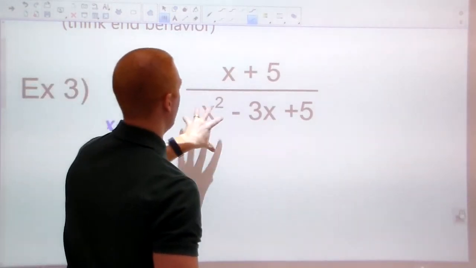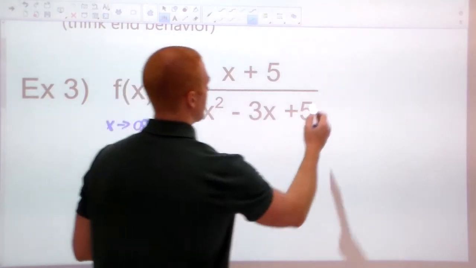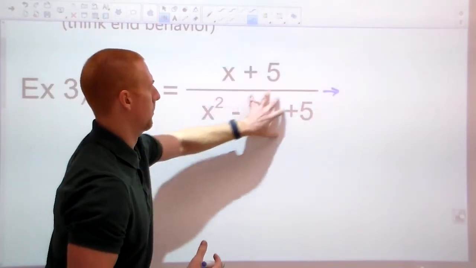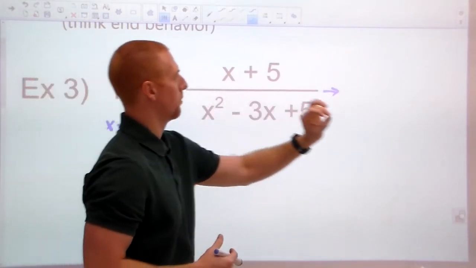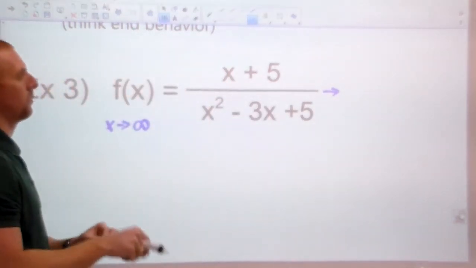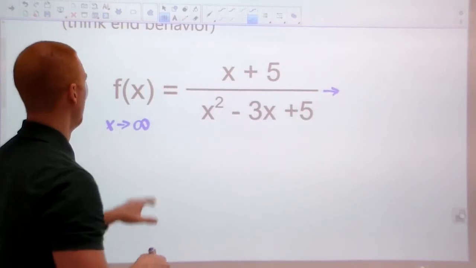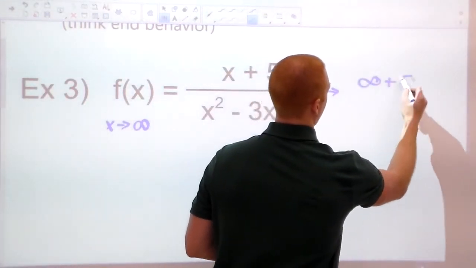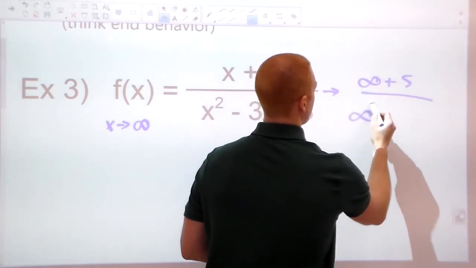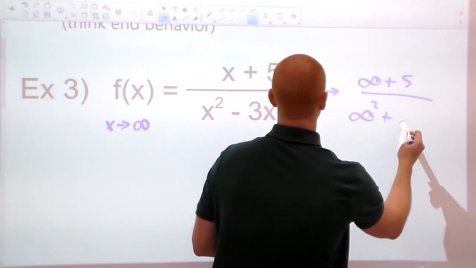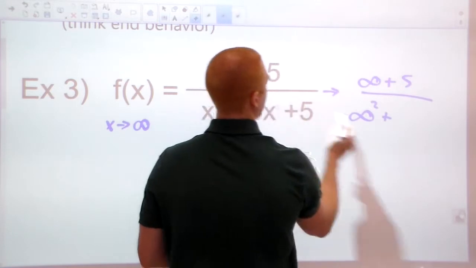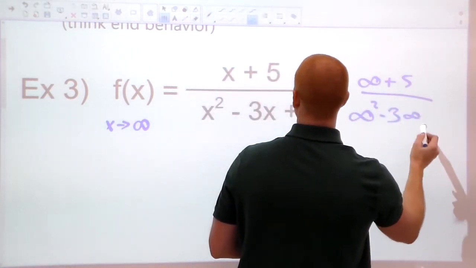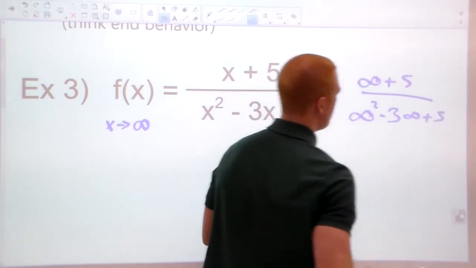So instead of doing equals from here on out, I'm going to start doing a little arrow saying that my y value is approaching something. It's not going to equal that, but it's going to get close to it. So I'm going to stick some infinities in here. It's going to look really weird, but let's think about how it will play out. So infinity plus 5 over infinity squared minus 3 infinity plus 5.